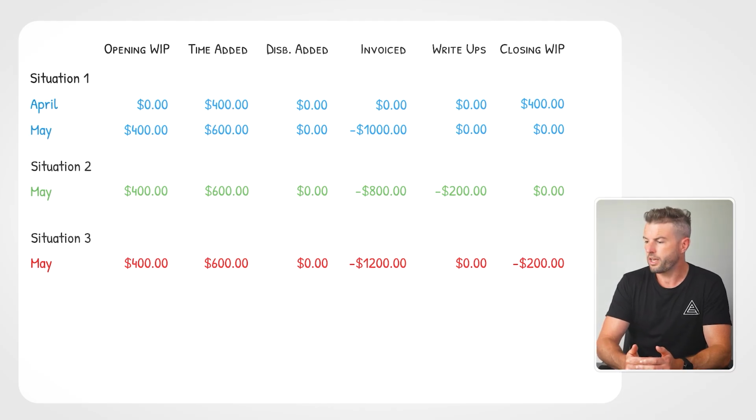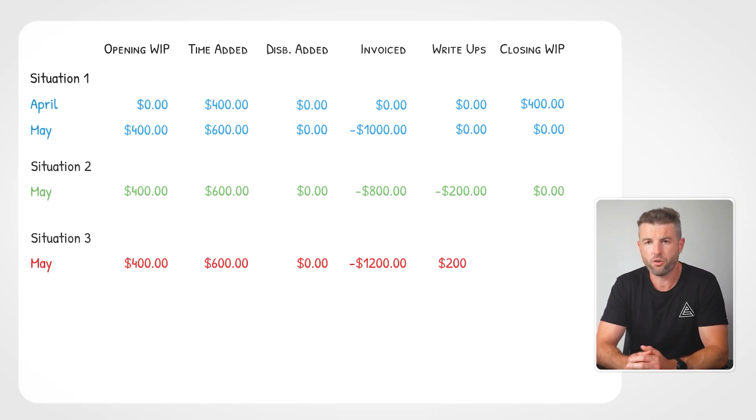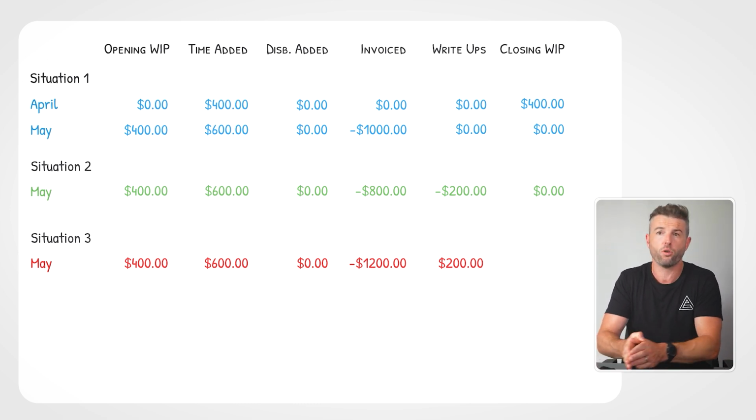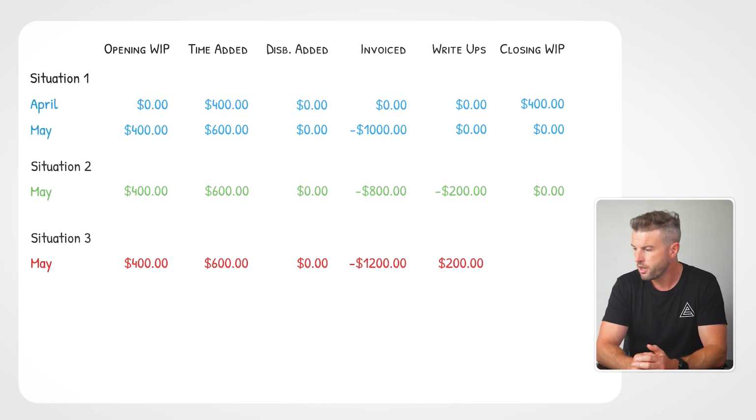So what we want to do there is we want to do a WIP wash up again, where we close the job out. So how this looks is we then have a positive $200 value in our net write-ups, which means we've got a write-up on this job, which means we managed to invoice more than the work we did. This is a positive thing. So if we add along those lines here, we arrive at 0 work in progress again. So we've closed this job out.